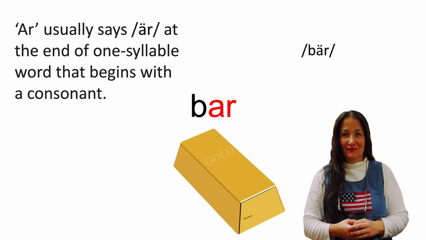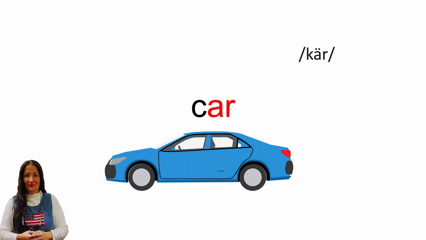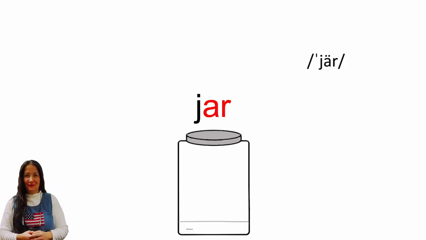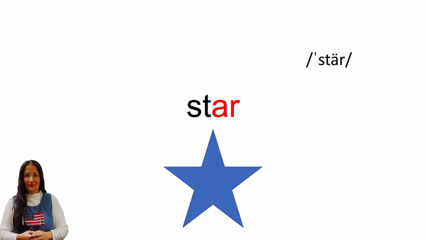Here's the word bar. Car. Far. The horse is far from the barn. See the phonetic F with the two dots over the A and the R. The word is far. Jar. Star.